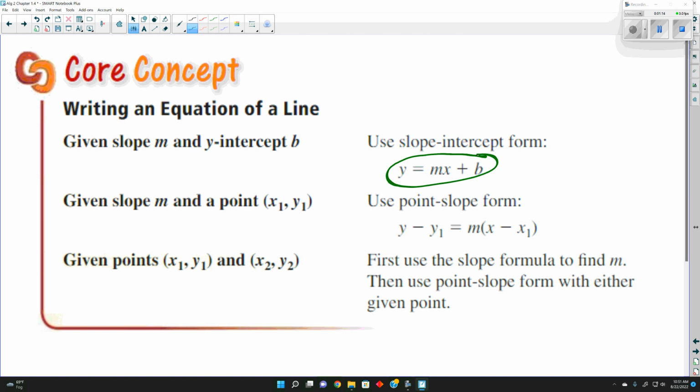The reason they call this slope-intercept form is because the m stands for slope and b is the y-intercept. M is our slope. And b is the y-intercept, where it crosses the y-axis. So if we're given the slope and y-intercept, we can use this form here to get it into the form we want.